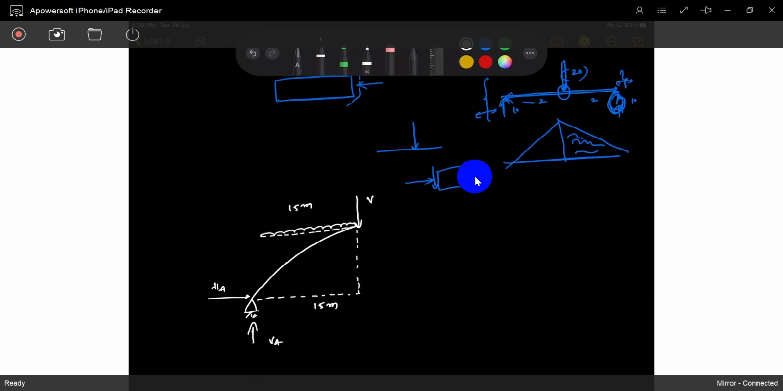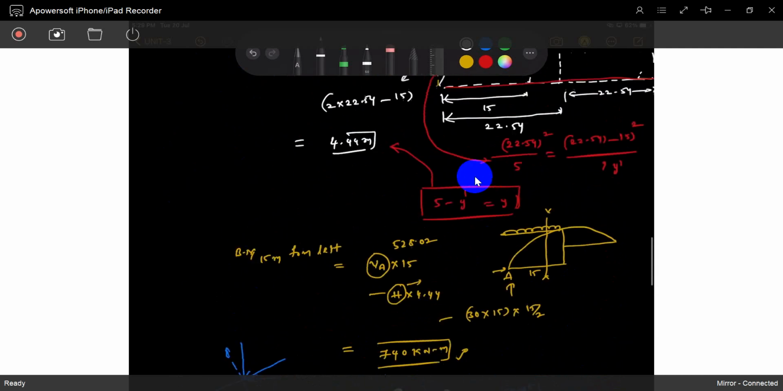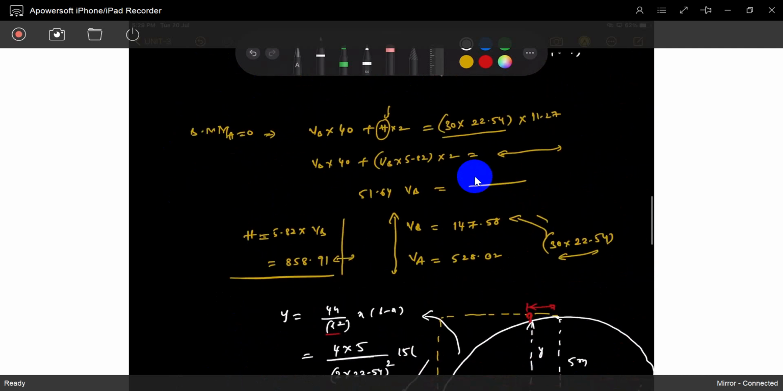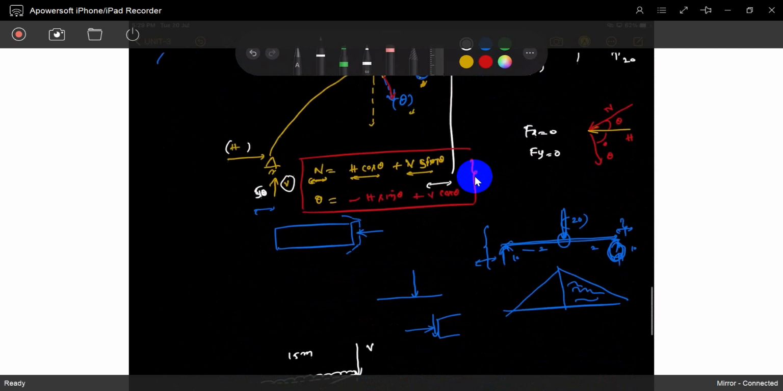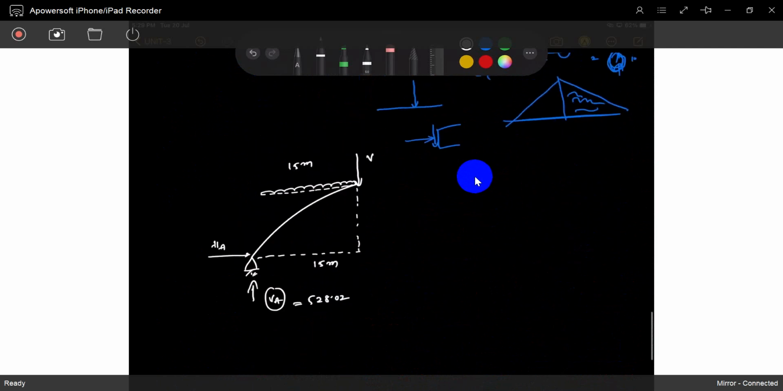What is the shear like? What is the shear? You can easily say it there, because what is VA? What is VA here? VA is 528.02. So this is 528.02.